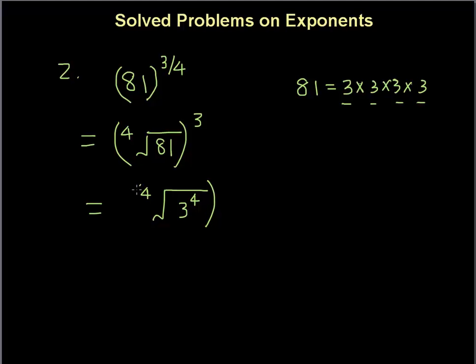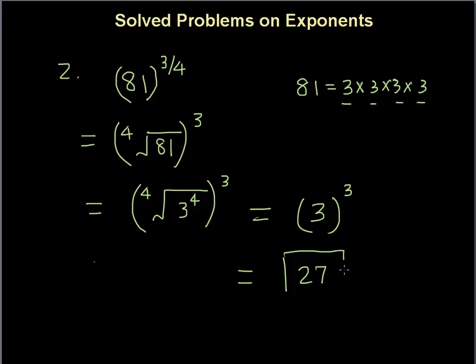Let's put a bracket here, and then the power 3 is again here. In the next step, you can cancel these 4 and 4 because it is basically finding the fourth root of 3 to the power 4. So that gives you 3, right? And then you still have the cube here, so finally what you get is the cube of 3. So 3 into 3 into 3 is 27, and that's your final answer.